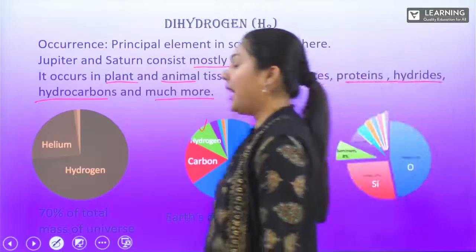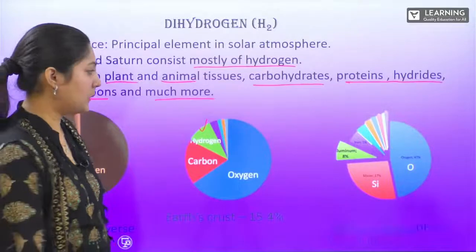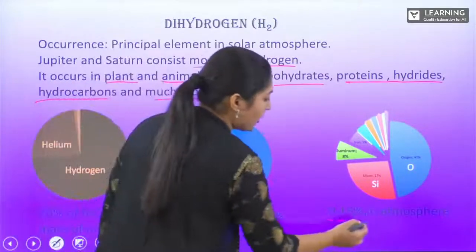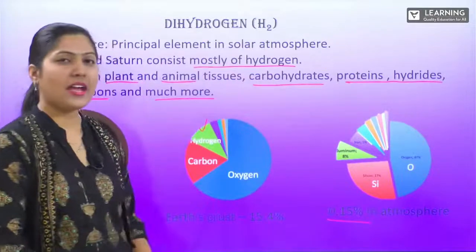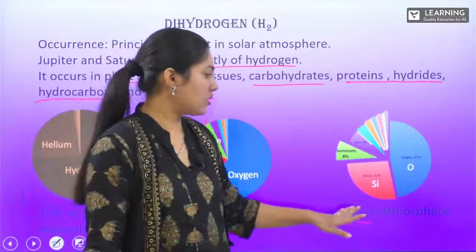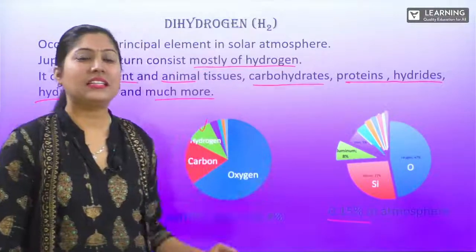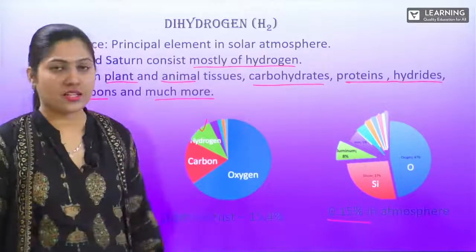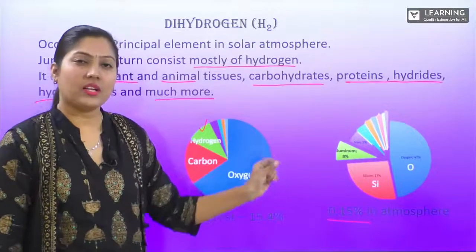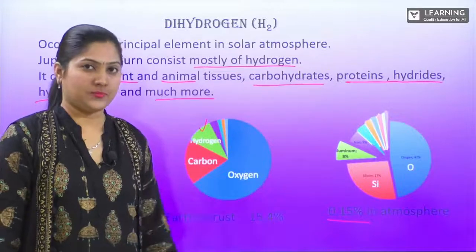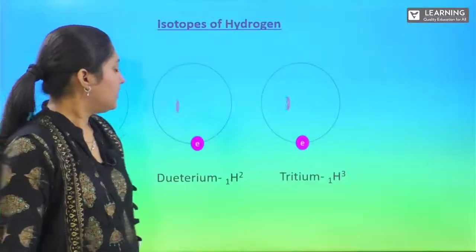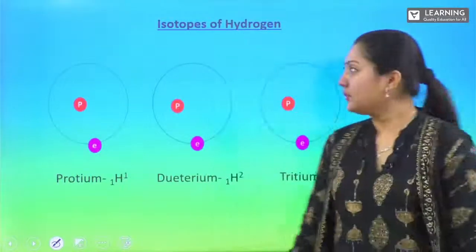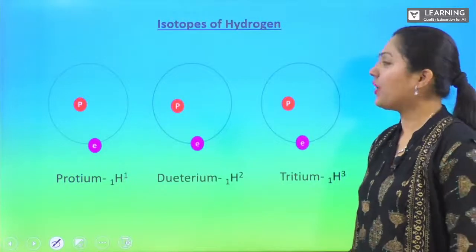And coming to the atmosphere, we have 0.15%. Why do we have less amount of hydrogen in the atmosphere? Because it is least or less in weight. So we find everything in the earth crust and universe, whereas we get very less in the gaseous state. Got it? Good. Next we can see here the isotopes of hydrogen.